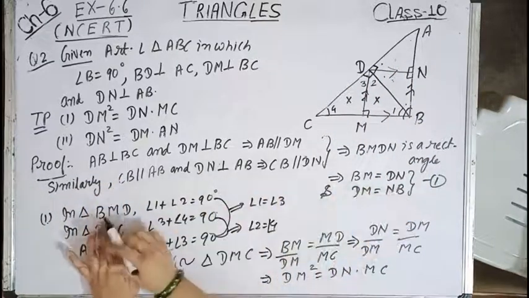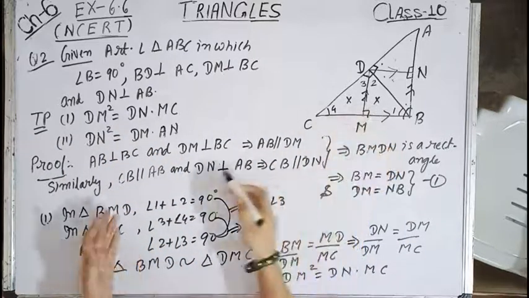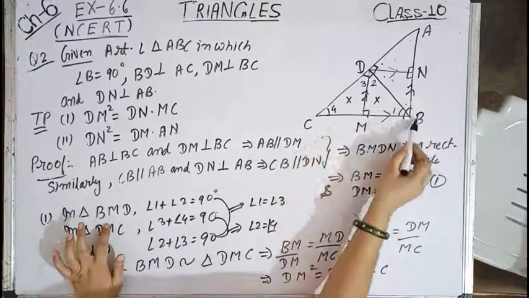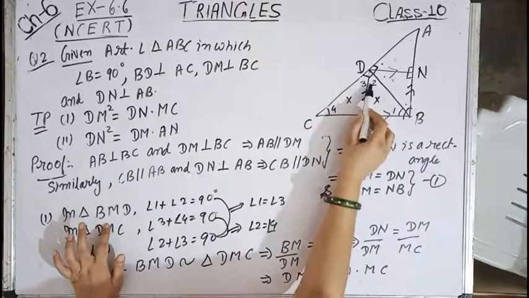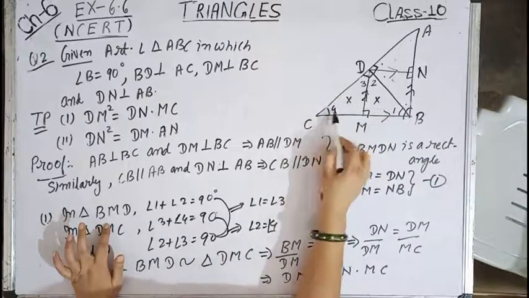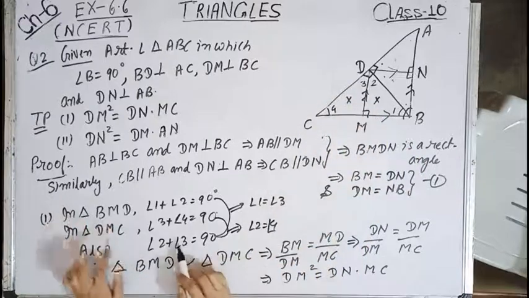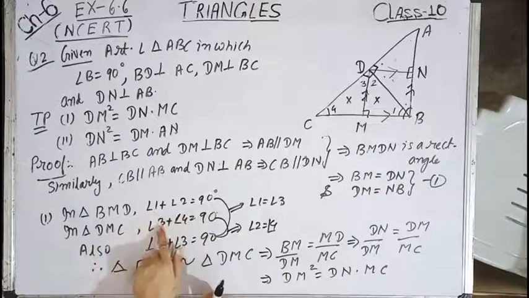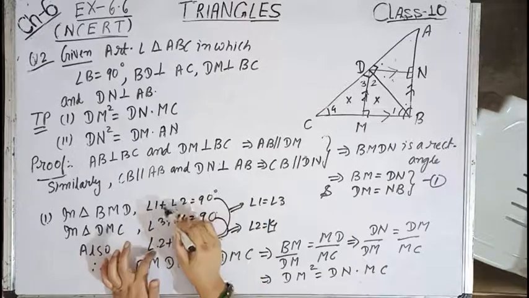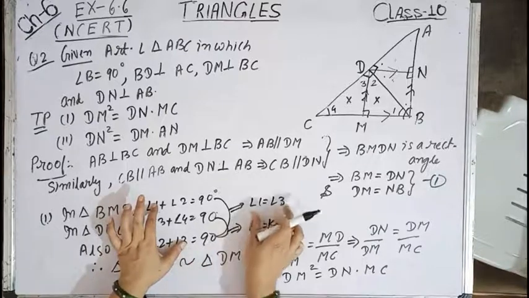Now, to prove number 1, as I said, I will be proving these two triangles similar. The same thing I did over there, I have written over here. In triangle BMD, 1 plus 2 is 90. In triangle DMC, 3 plus 4 is 90. But 2 plus 3 also is 90 because this one is perpendicular. Now these two equations, 1 plus 2 equals 2 plus 3, will imply that 1 equals 3.